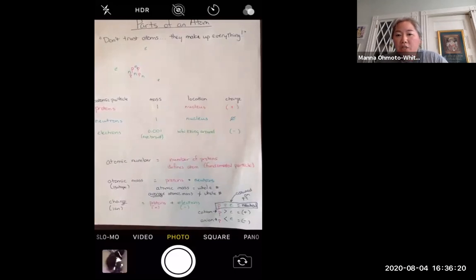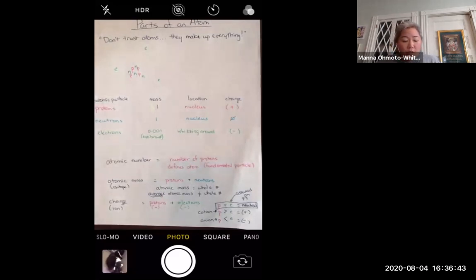First lesson, parts of an atom. You guys have probably already heard this many times. Don't trust atoms, they make up everything. So atoms are made up of three subatomic particles. Those are protons, neutrons, and electrons. And they each have a distinct mass, a location, and charge combination.